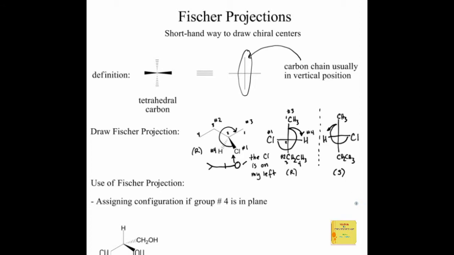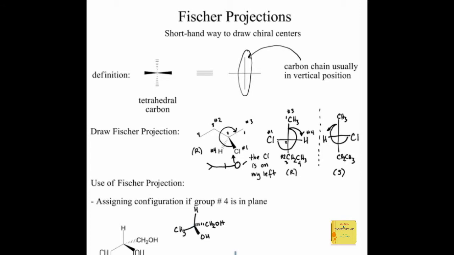One other very nice use of Fischer projections is if we have to assign the configuration where our number 4 group is in the plane of the page. Let me redraw this in case it's a little too low to the bottom of the screen. If we were given this molecule and we were asked to assign it as the R or S configuration, we would have a hard time doing it, because our lowest priority group is not a wedge projecting out toward you. It's not a dash pointing away from you. It's in the plane, which means it's parallel to the plane, and we don't have any rules for that.